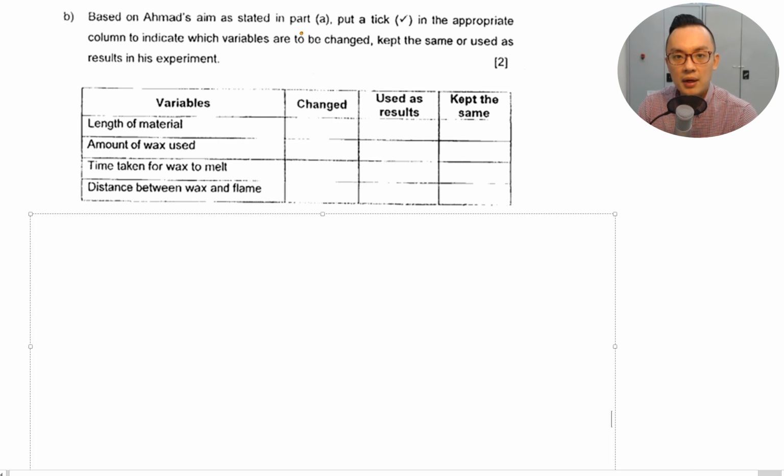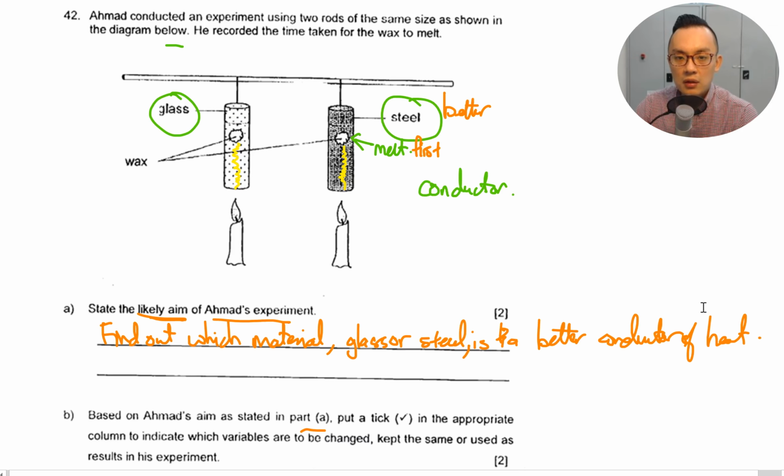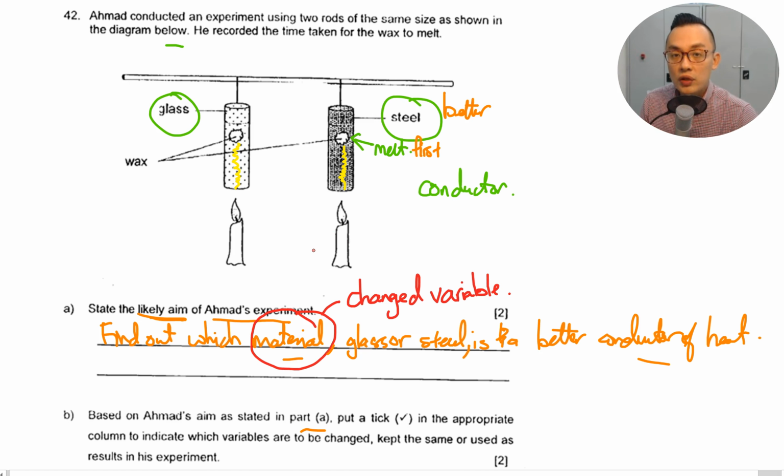Based on Ahmad's aim as stated in part A, put a tick in the appropriate column to indicate which variables are to be changed, kept the same, or used as results in his experiment. So let's look at it. The length of the material. So let's go up to the aim again, alright? And we say that you want to find out which material is a better conductor of heat. So therefore, if I want to find out which material, the changed variable should be this one, alright? So the material is the changed variable. That's how I can tell which material is a better conductor of heat, and everything else should remain the same.